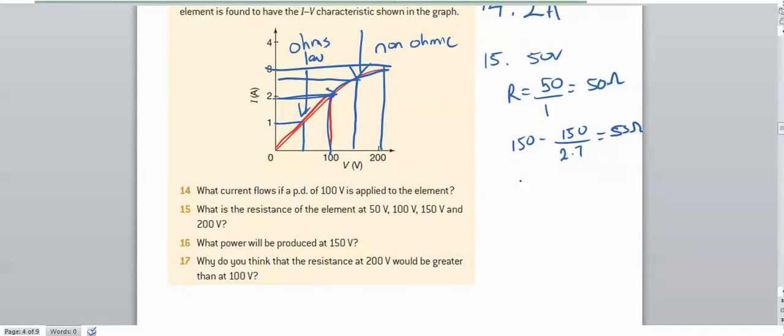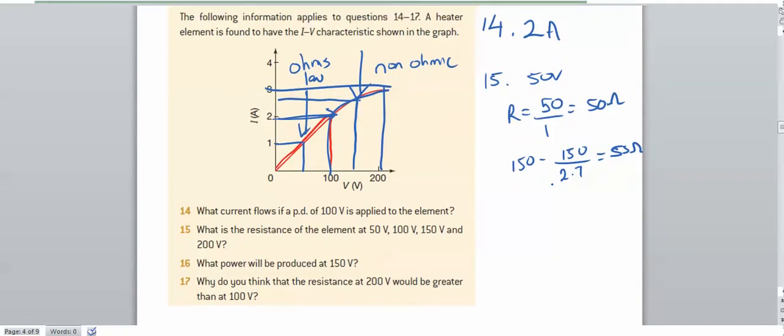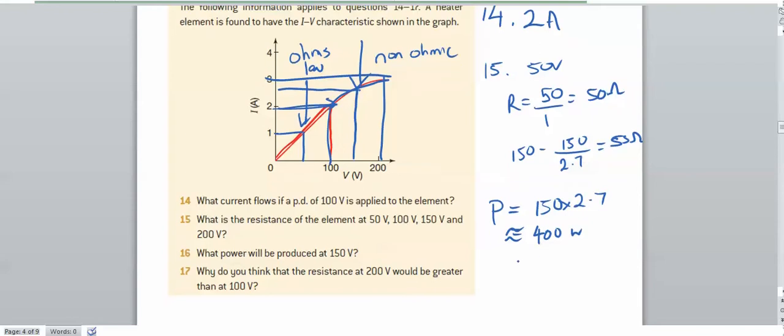What power is produced at 150 volts? At 150 volts, we worked out that was probably about 2.7 amps. So P is equal to 150 times, so just reading straight off the graph, nothing too strenuous here. About the 400 watt mark. You guys can check that though.